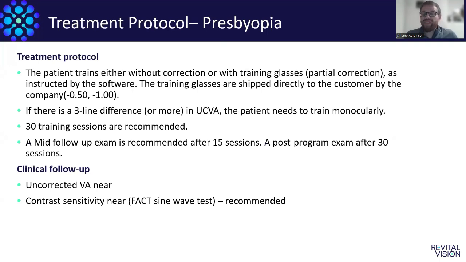The patient will train without correction or with training glasses if the program instructs it. The training is done binocularly unless there's a big difference in visual acuity between the eyes, more than 3 lines. In that case, the patient will train one eye at a time. It's recommended to train at least 30 sessions with a follow-up exam after 15. Follow up on uncorrected visual acuity for near and contrast sensitivity function if available.